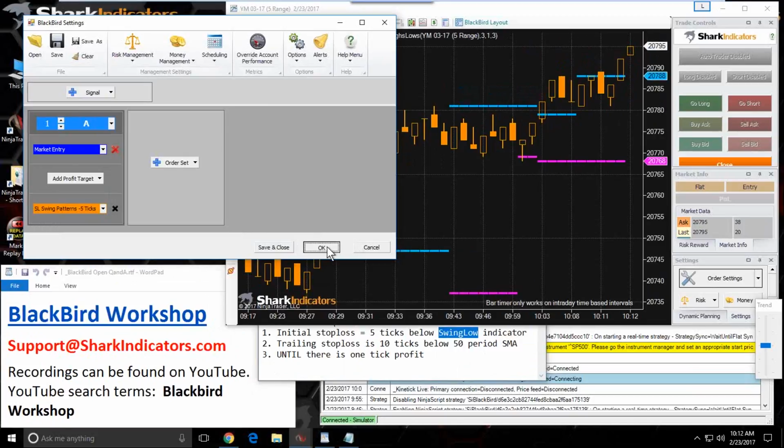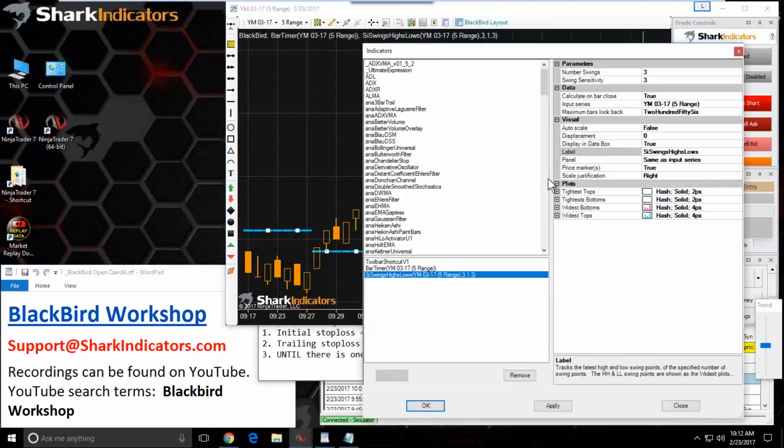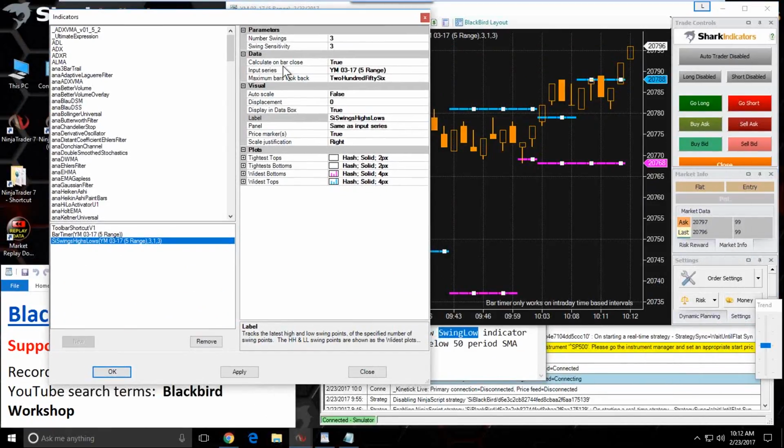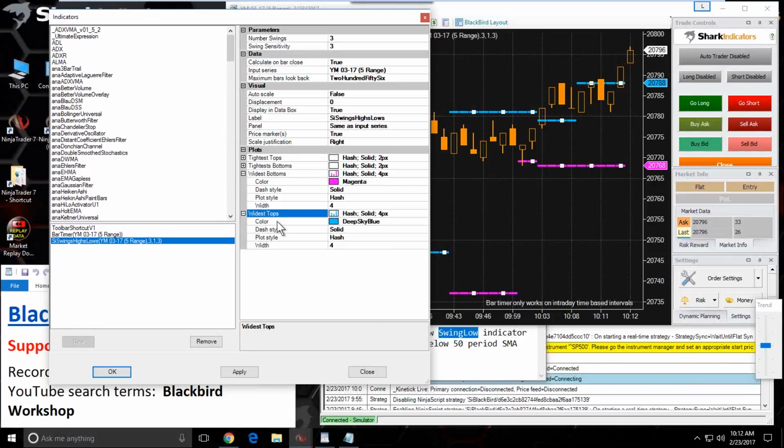Let me get rid of this so I can get back to the chart. With the indicator that we're using, let me open up the indicator window. With the swings highs lows indicator, we're using the widest bottoms and the widest tops. Basically the widest bottoms are like the lowest low, and the widest tops are the highest high. So that would be your swing lows and your swing highs.